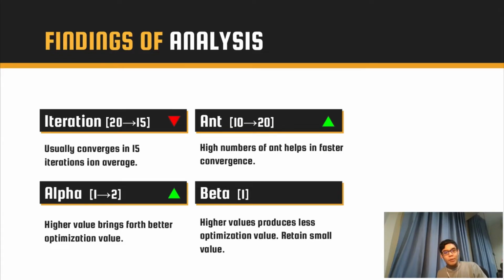Then we will increase the number of ants deployed from 10 to 20 as a higher number of ants will help in faster solution convergence. So for the alpha value, we will increase it to 2 as a higher value of alpha brings forth better optimization value. And lastly, for the beta value, it will still remain at its default value because a higher value produces a less optimal value. So it is best to keep it to a minimum.